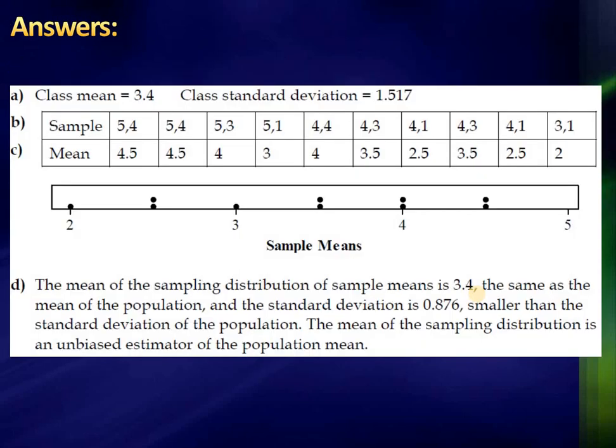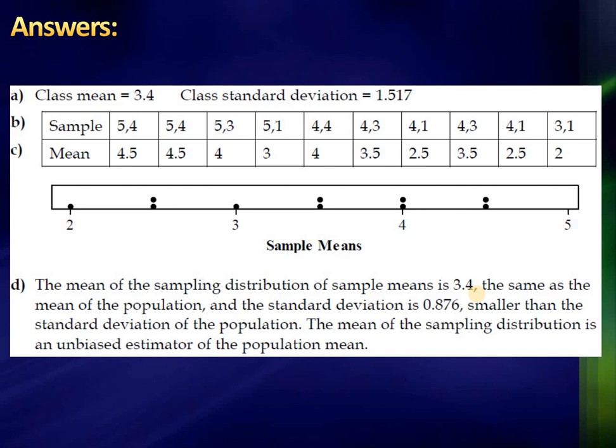So this is what you should have gotten. Your class average was 3.4 for the score with a standard deviation of 1.517. So that's the original data. Y'all okay with that? List one of our stats. And then for each of your samples, here are each of the means for those samples, taking the average of each of those pairs, and then graphing that.